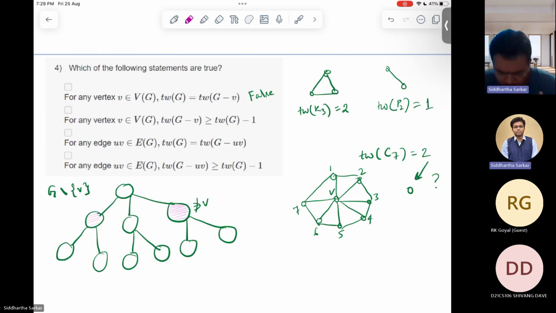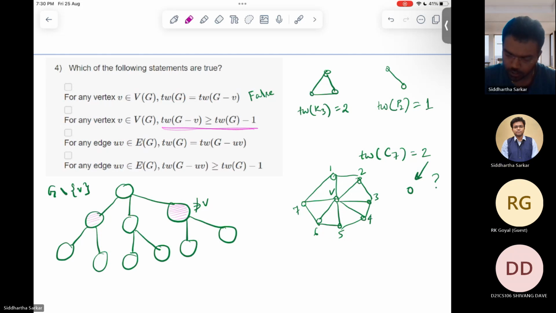So in the worst case, the tree width can drop by one because we are dropping one vertex. The bag size can drop by one in the worst case, but not more. So the statement says that if I delete one vertex, the tree width drops by at most one. That's what the statement is saying. Either it does not drop or it drops by at most one. So that is one way to look at it.